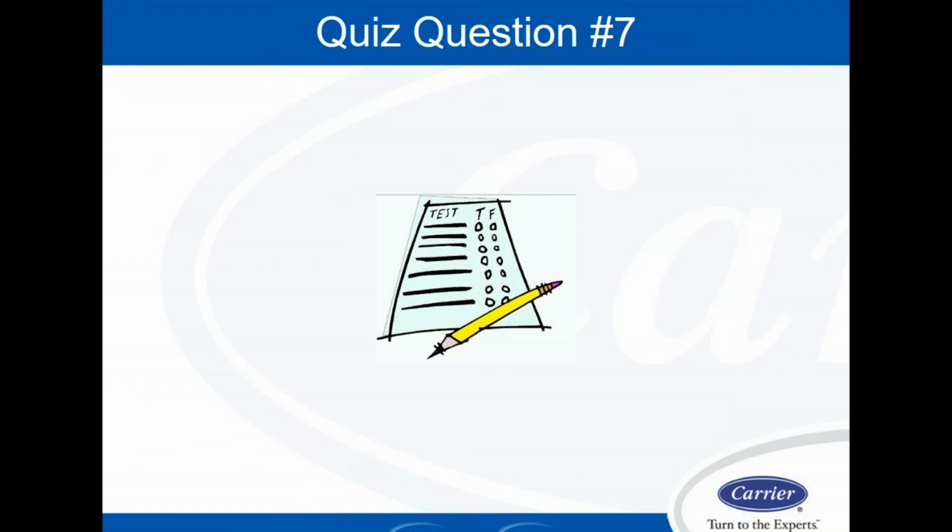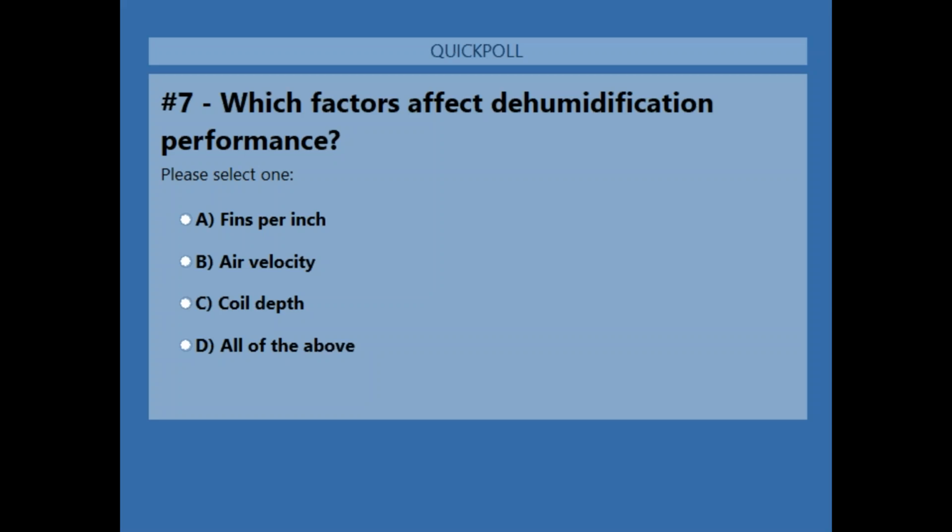All right, quiz question number 7. Let's pull that bad boy up. Which factors affect dehumidification performance? Your choices are A, fins per inch, B, air velocity, C, coil depth, D, all of the above.